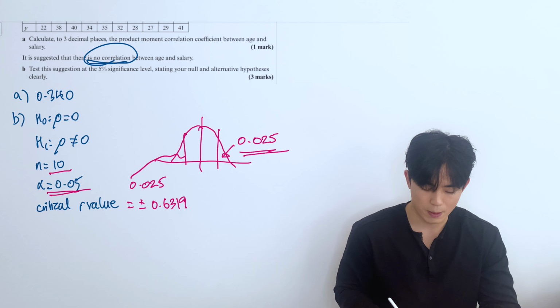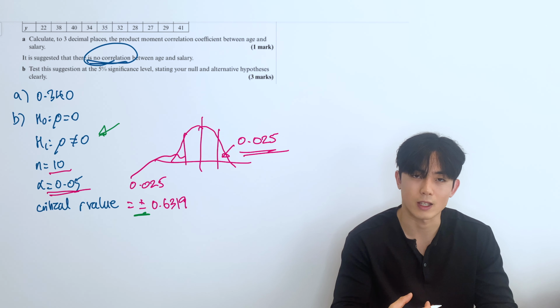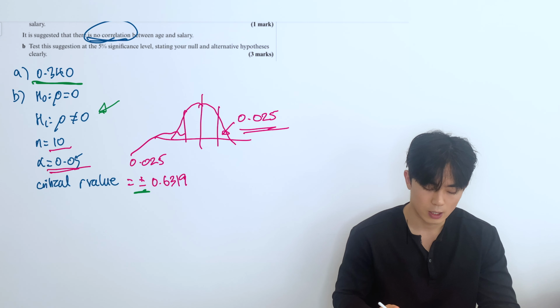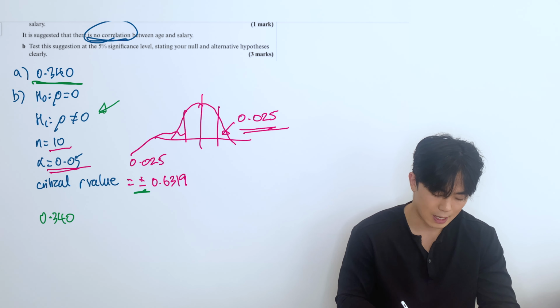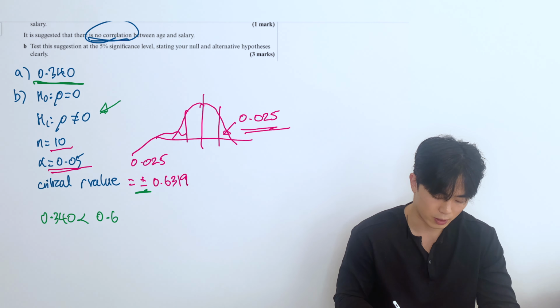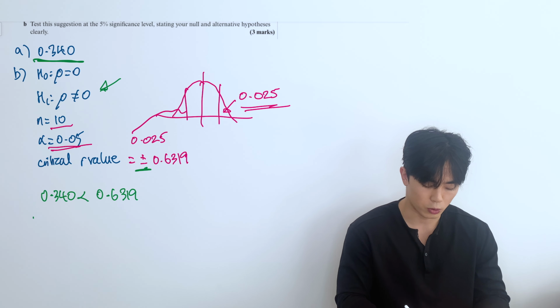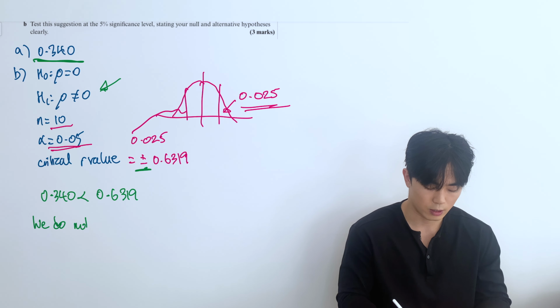In this case, we have to write plus or minus because it's a two-tailed test, so we don't know whether it's a positive value or a negative value. We have to compare it with the PMCC value, which we got above. So the PMCC value we got for the sample was 0.340, and that's less than this positive 0.6319, which means that it's not going to be in the critical region, so we do not reject H0.